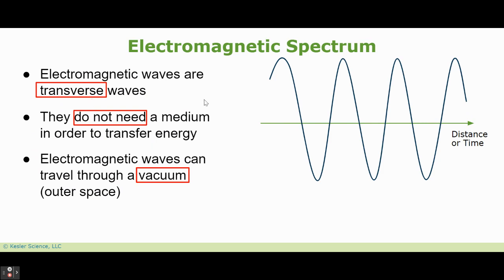Electromagnetic waves are transverse waves. They do not need a medium in order to transfer energy. Electromagnetic waves can travel through a vacuum, so they can travel through space. That's how we can see the light from the sun. That's how we can feel the heat from the sun. This is because those electromagnetic waves can travel from the sun through space, which does not have any matter in it, and we can have this light and this warmth on Earth from the sun.